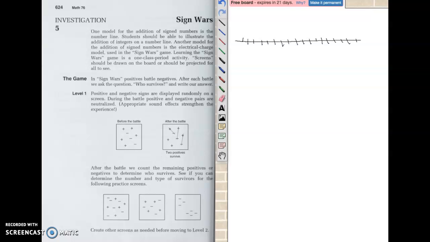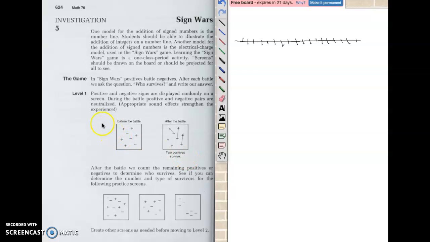So if you look at the screen right here under level 1, we are battling positives and negatives. So who survives is the answer. What we're trying to do here is pair up every positive and a negative. For every positive and a negative, you put a cross through it, and then the surviving positives or negatives are counted. Here we see that 2 positives survive.